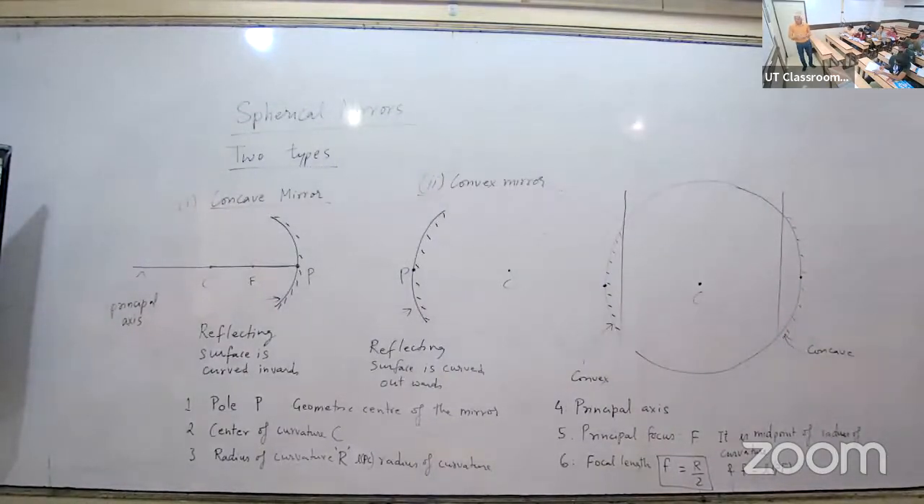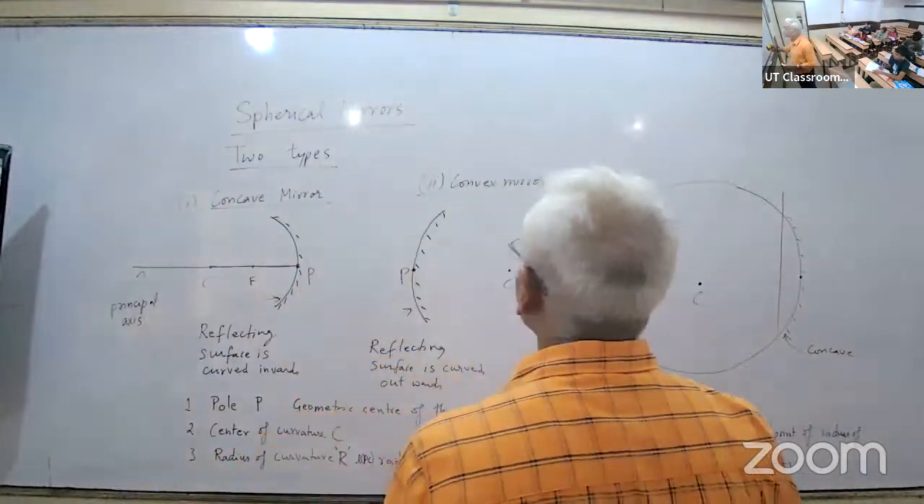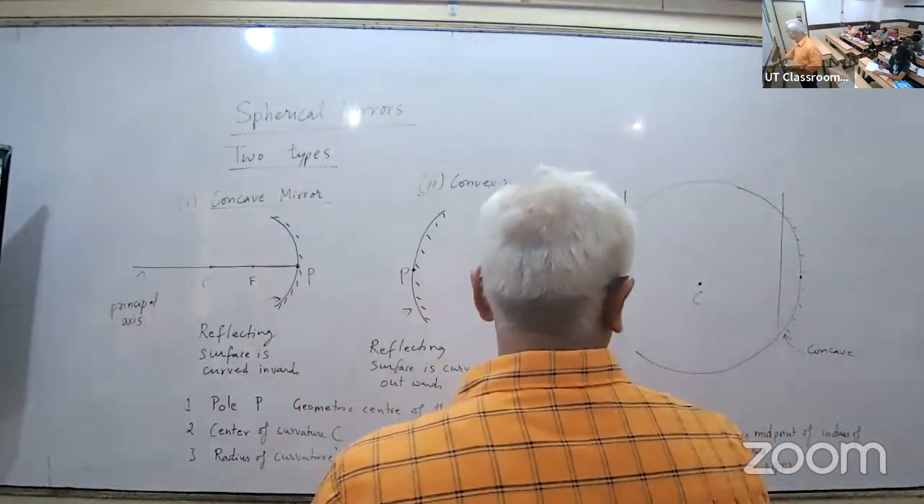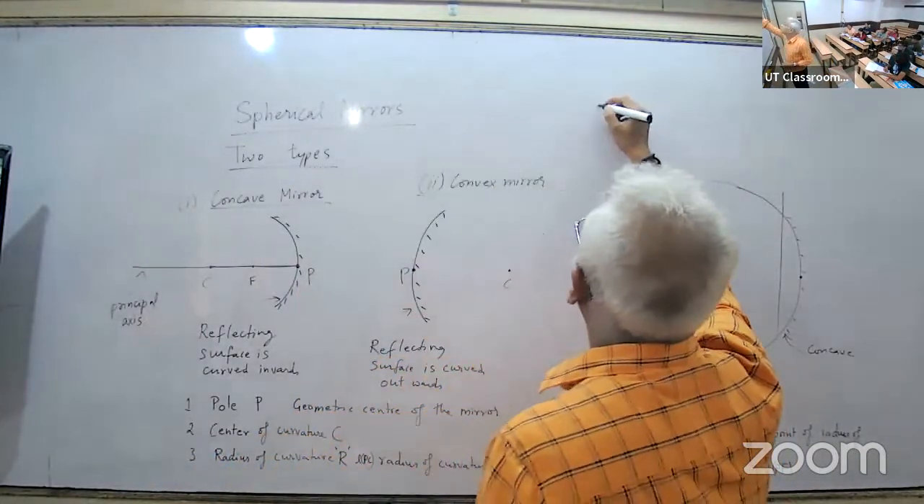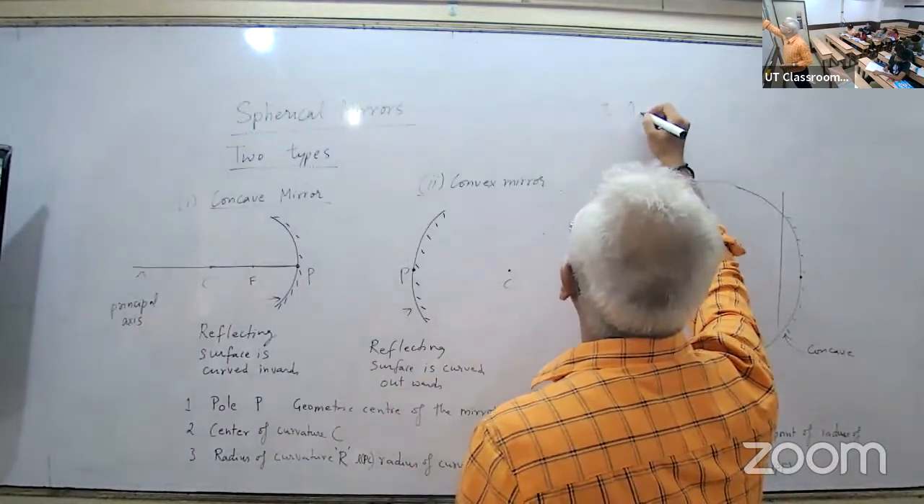One more thing is remaining. Should I erase this? Yes. Okay. So seventh is aperture. Let me write it down. Aperture. Anybody, what is aperture?